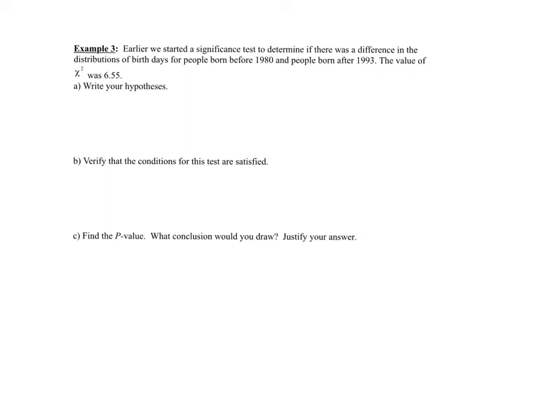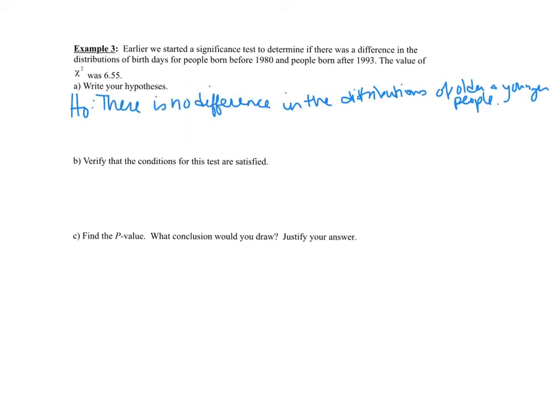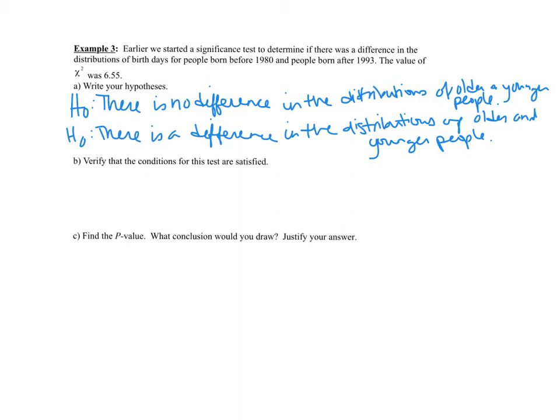So my null hypothesis, null is always going to be that nothing has changed, nothing is different. So in this case, the null hypothesis is that there is no difference in the distributions of older and younger people. And then the alternative hypothesis is just going to be that there is a difference in the distributions of older and younger people. So just a reminder, make sure that when you're writing the hypotheses with the chi-square test, that you do write it in the context of the problem. If you do not, you will lose points. So please make sure to do that.